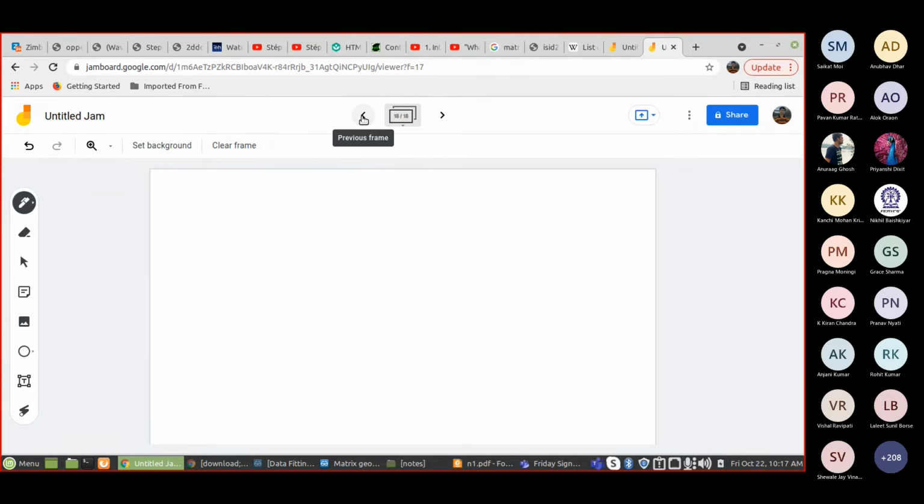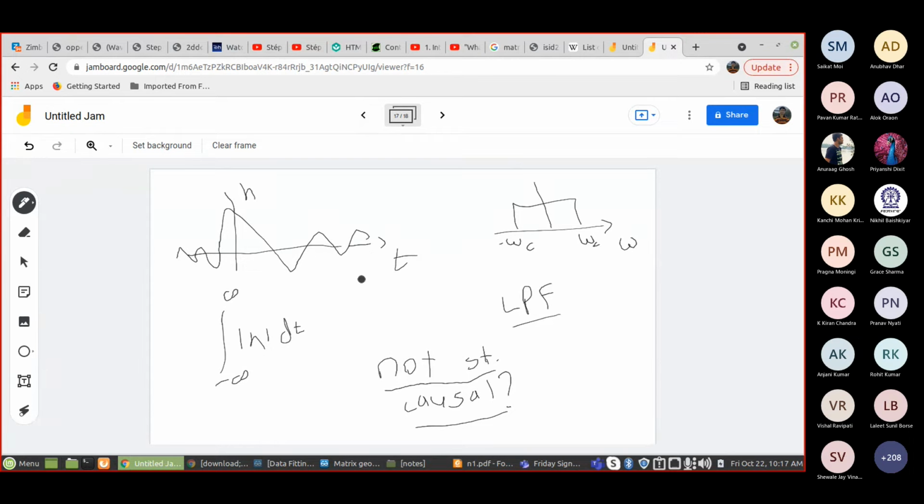It's better you have some idea about these things and just think about them. How will you build it? If building an ideal low pass filter is not possible, then how will you approximate it so that it is close enough to ideal? This is something to ponder over, guys. We will come back to these questions later on, maybe two weeks from now.